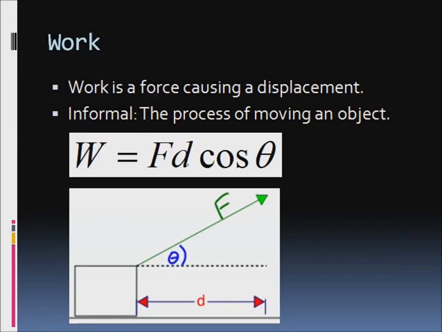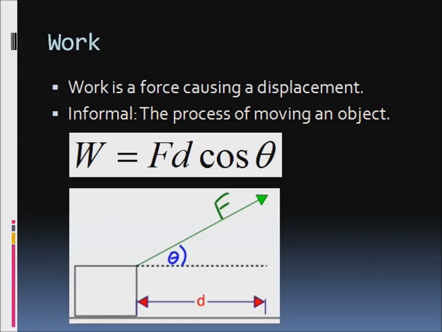Taking a look at a sample problem from an old Regents exam, the work done in lifting an apple 1 meter near Earth's surface is approximately what? Well, I start off with my formula, work equals force times displacement times cosine theta, and I realize that the force here is just going to be the weight of the apple, mg, or in this case, I remember that an apple has a weight of approximately 1 newton.